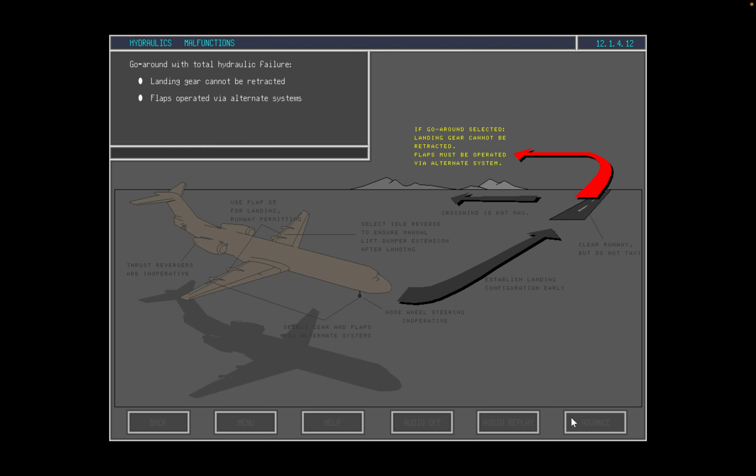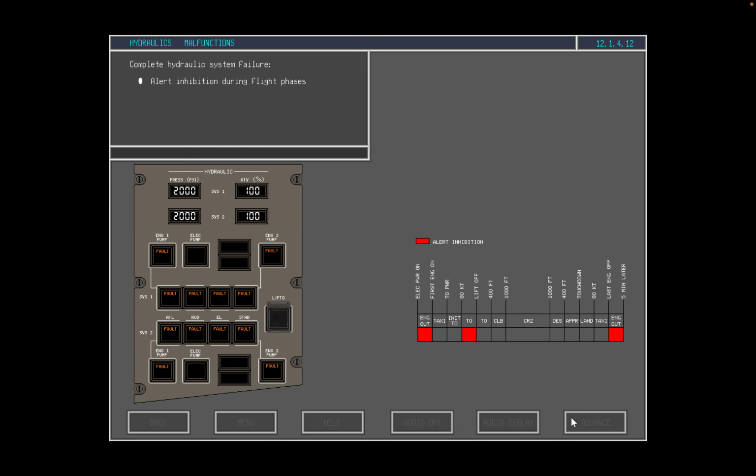If a go-around is performed with a total hydraulic system failure, the landing gear cannot be retracted. Flaps must be operated via the alternate systems. During certain flight phases, alerts for the total hydraulic system failure are inhibited by the flight warning system.